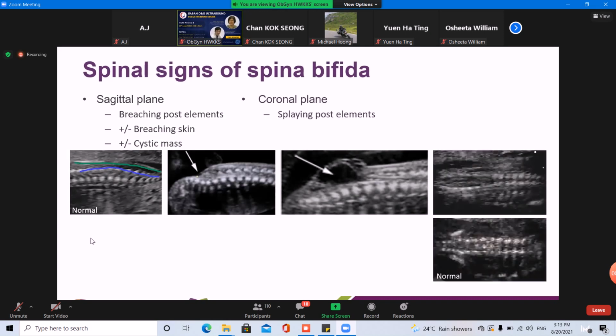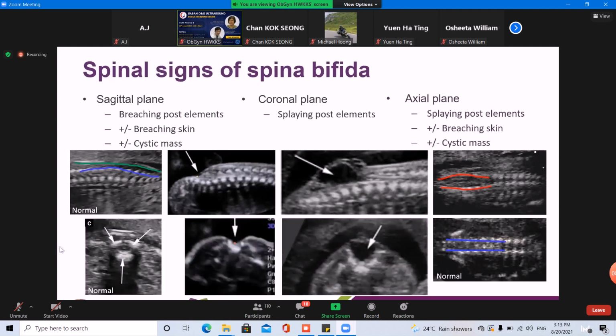And when you take a coronal section, normally you would be able to see a parallel tram-line appearance of the posterior elements. But then, if there is a spina bifida, the posterior elements would be splayed out like this. And when you take an axial plane to examine each vertebra, instead of seeing intact skin, sometimes you can't see the skin. If there is no skin, you know that there is an open spina bifida.